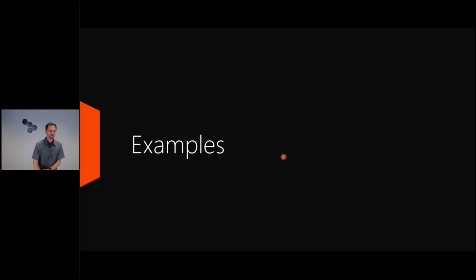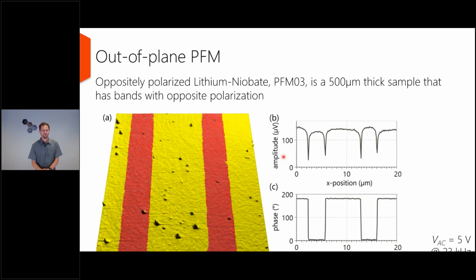Okay, let's give some examples. First example, what I want to show you here is an example of an out-of-plane PFM. This is a commercially available sample sold under the name PFM03. It's oppositely polarized lithium niobate. It has stripes with upwards and downwards polarized lithium niobate. That means the topography, you don't see anything on it, but the PFM response clearly depends on which you are. The repetition of the stripes is about 10 micrometers.